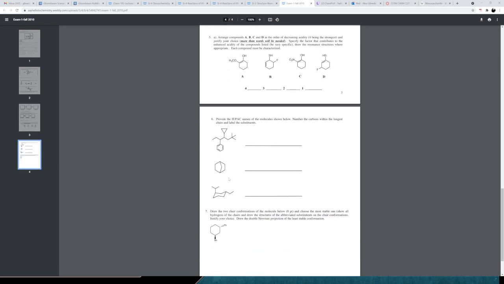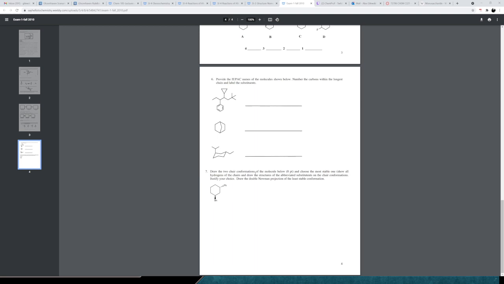We can talk about some naming structures. Ooh, we didn't talk about bicyclics, did we? Did we talk about bicyclics? I don't remember. Draw some chair conformations. So it's basically everything we've done up till now.